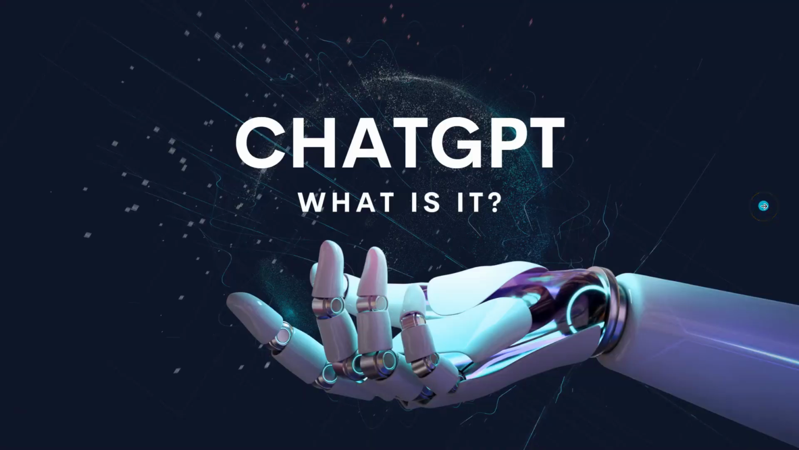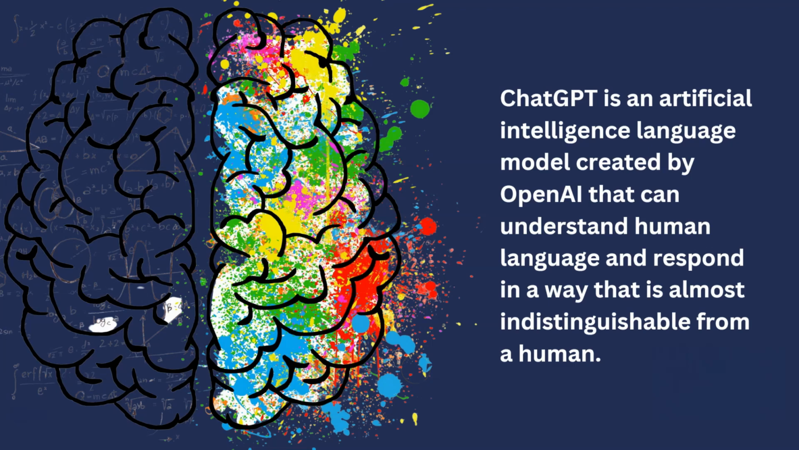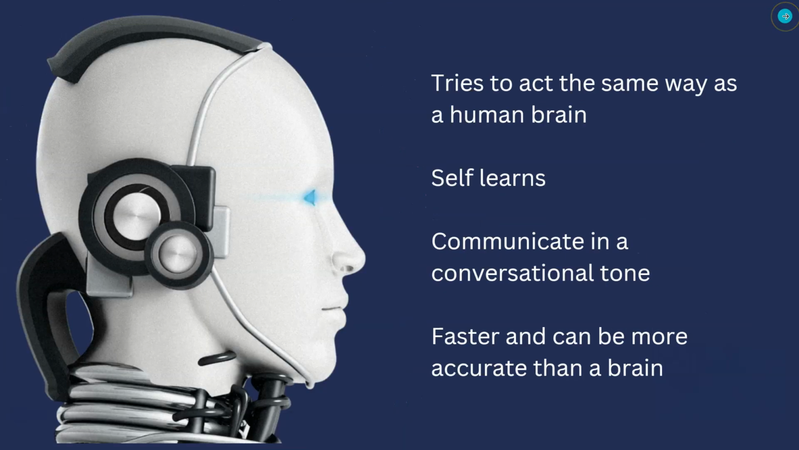Let's start off with what ChatGPT is. What is it? To put it simply, ChatGPT is an artificial intelligence language model created by OpenAI that can understand human language and respond in a way that is almost indistinguishable from a human. So what this basically means is it tries to act the same way as a human brain.